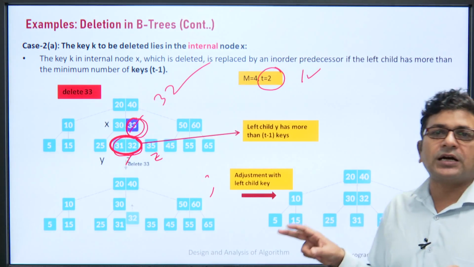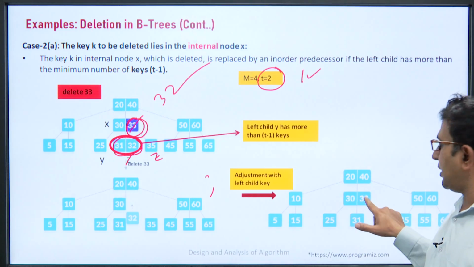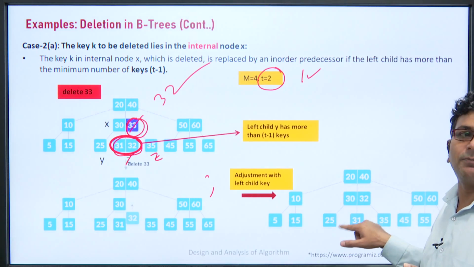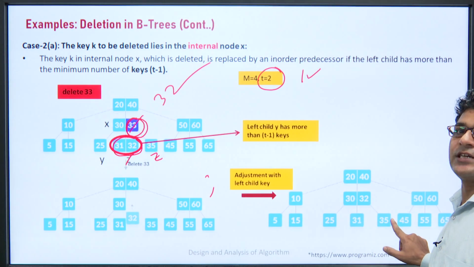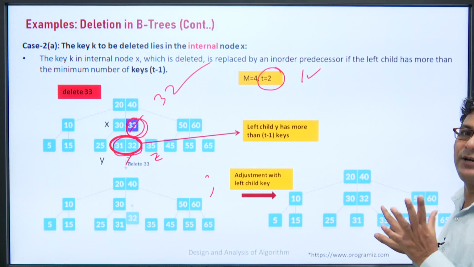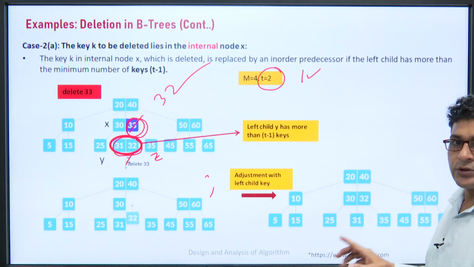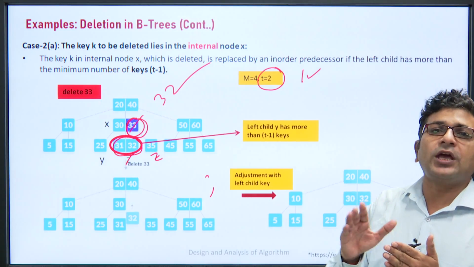B tree property says that if the node is having k number of keys, it should have k plus 1 number of child nodes. So, there are 2 keys, so there are 2 plus 1, 3 child nodes over here. So, this B tree property holds here. So, this is the second case, the 2A case.